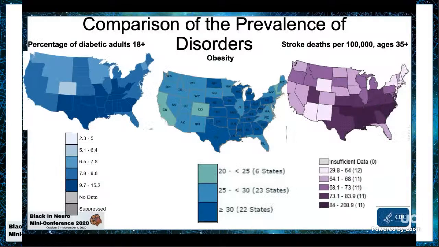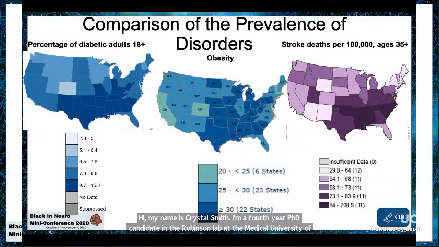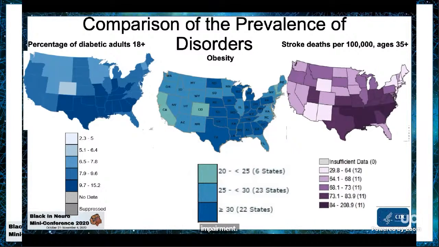Cognitive Impairment. Looking at these maps, when it comes to diabetes, obesity, and stroke deaths, we see increased prevalence in the Southeast region. That is of particular importance to me because I live in the Southeast region. Comorbidities such as diabetes, obesity, insulin resistance, and hyperlipidemia increase the risk of stroke and show increased prevalence in African Americans. Insulin resistance is characterized as hyperglycemia and hyperinsulinemia and is associated with increased circulating insulin in the periphery.